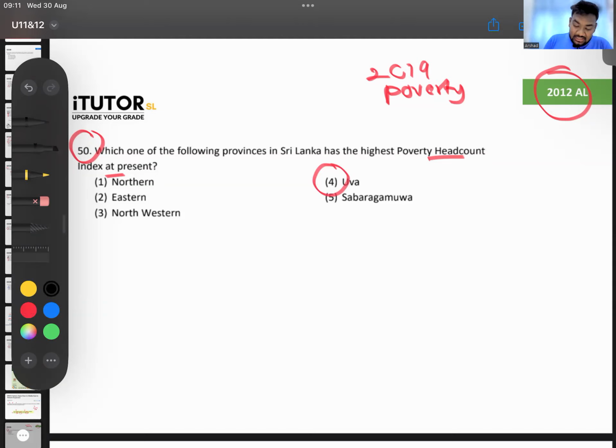Right now, remember, according to the 2019 poverty headcount survey, Uva is the province with the highest one. Now, maybe 3-4 years later, if a new survey comes out, maybe this can also change. But for now, if they ask you the question, don't say Eastern. You need to say Uva.